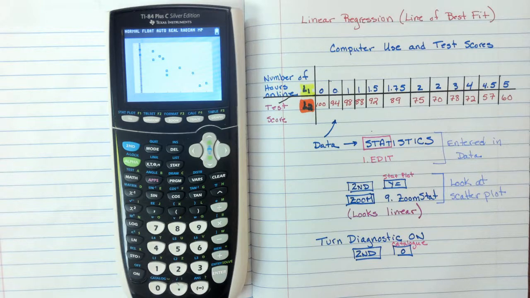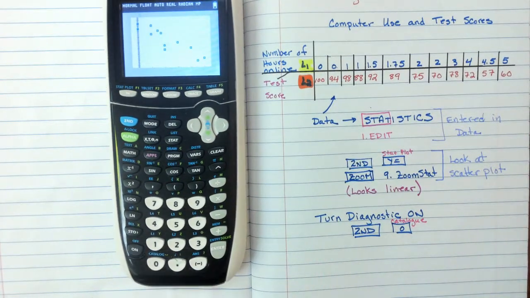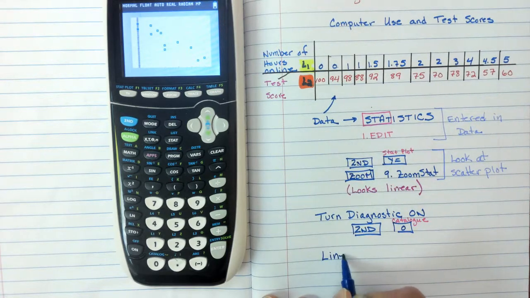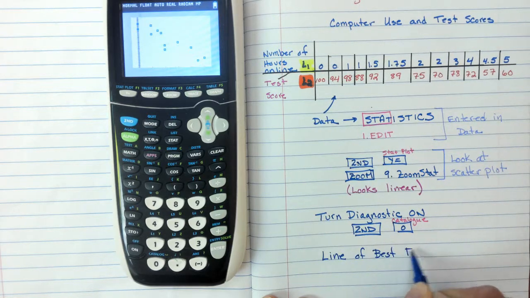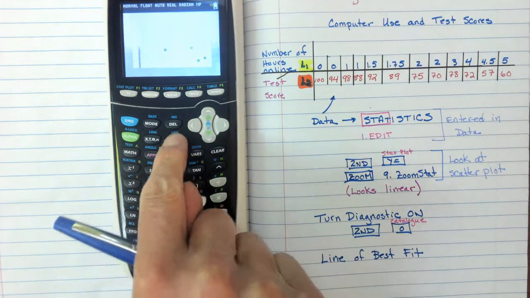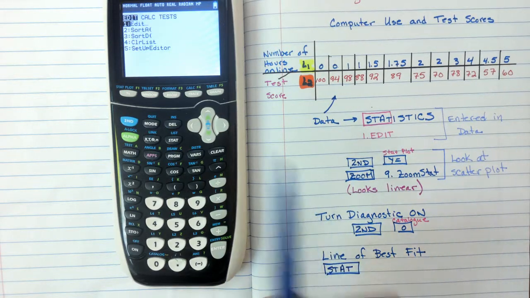I want to do a line of best fit, it looks like. So this is how I'm going to get the line of best fit. So I'm going to go back to stat. So let's write that down. Push my stat button. And then I'm going to go over to calc.